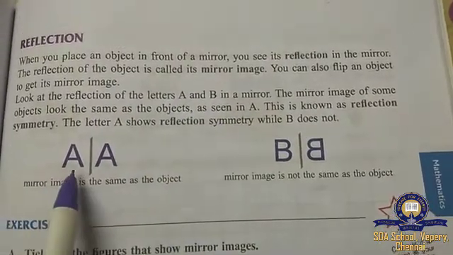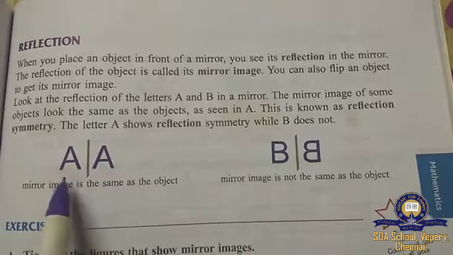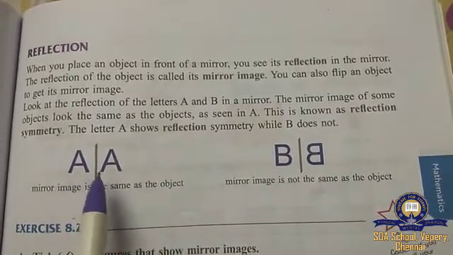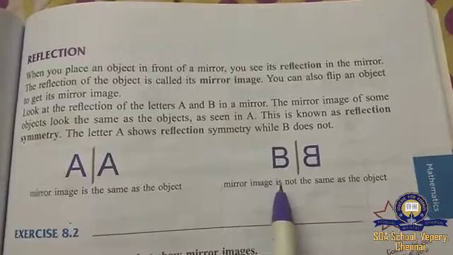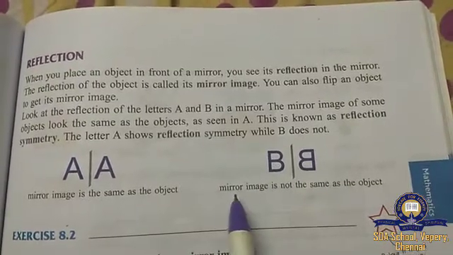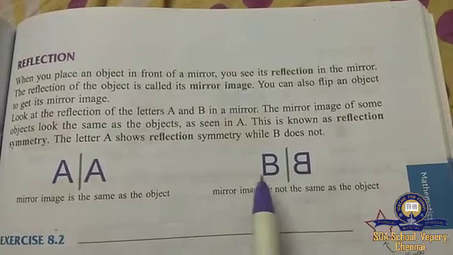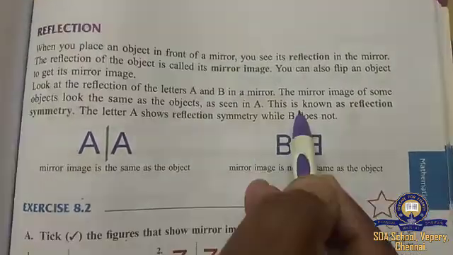See, A. A is the same object because the mirror image is the same as the object A, isn't it? But for B, what will come? It will not be like that. The mirror image is not the same as the object. It will be coming like this, okay?